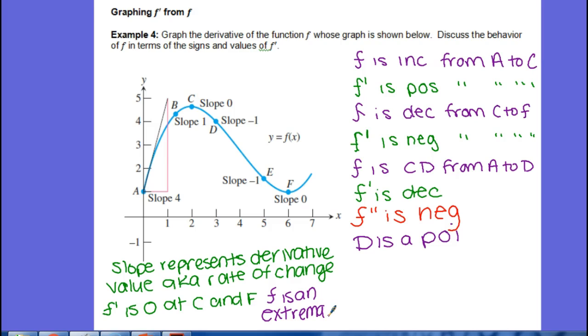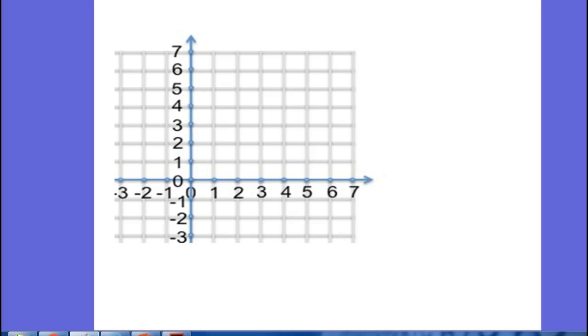So at A, the slope is 4. So that means the point is (0, 4) on the derivative. If A has a slope of 4, that 4 represents the value of the derivative. So on this graph here, I have the point (0, 4). The slope at point B was 1. B appears to be roughly at like 2. No, C is at 2, so B is at 1 maybe. So we have the point (1, 1).